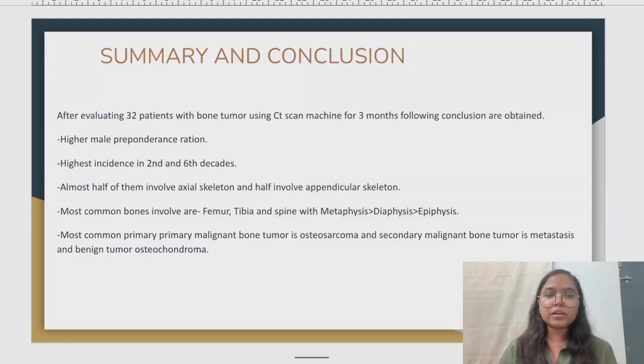Summary and conclusion: after evaluating 32 patients with bony tumors using a CT scan machine for 3 months, the following conclusions were obtained: higher male preponderance, higher incidence in the second and sixth decade. Almost half of them involve the axial skeleton, half involve the appendicular skeleton. Most common bone involvement are femur, tibia and spine, with metaphyses more involved than the diaphyses and then the epiphysis. Most common primary malignant bone tumor is osteosarcoma, secondary malignant bone tumor is metastasis, and benign tumor is osteochondroma.